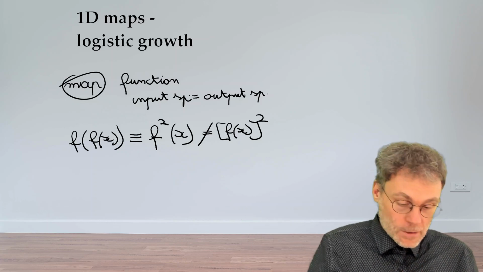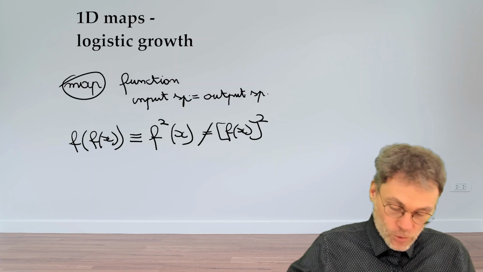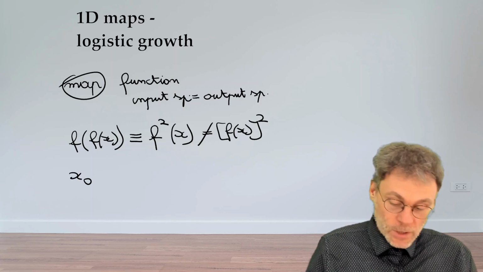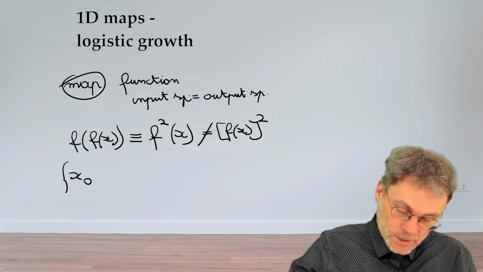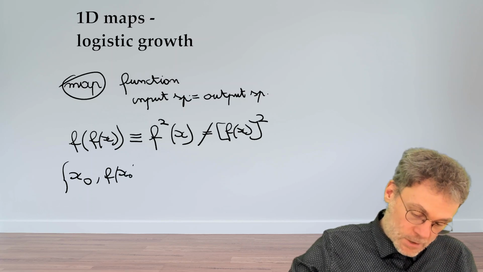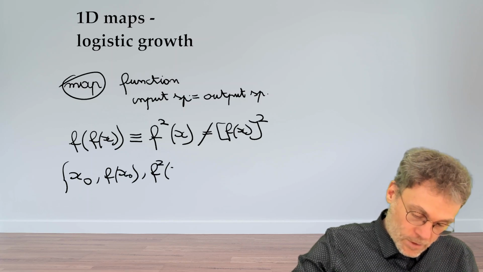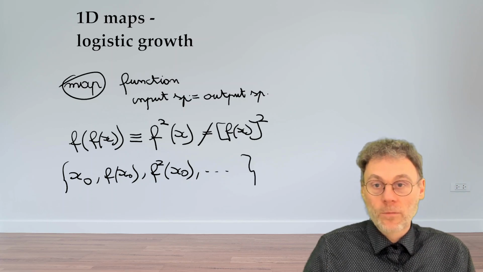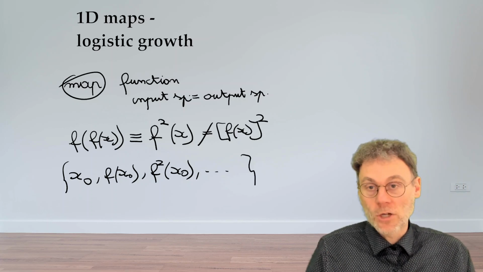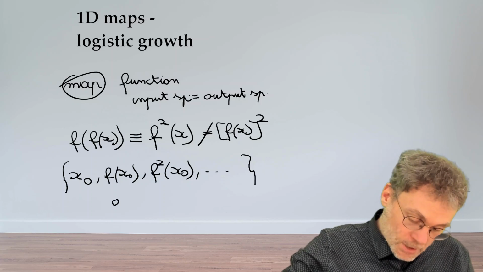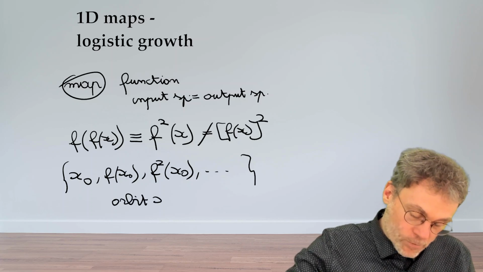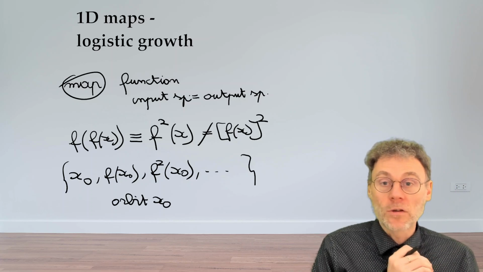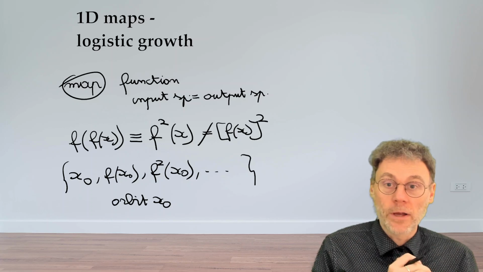Okay, let's bring in even more new terminology. If we have a certain initial condition x0, then we can keep on iterating. We can start from x0, and then we have f of x0, and then we have f2 of x0, and so on and so forth. So the collection of all of the points that are visited, starting from an initial condition x0, is called the orbit of that initial point x0. And of course, the ultimate fate of an orbit is something very relevant to know in practice.